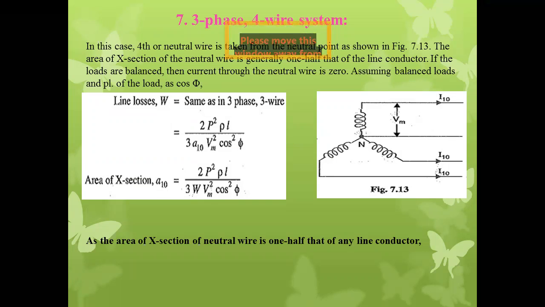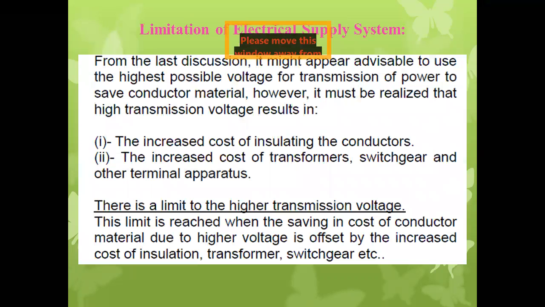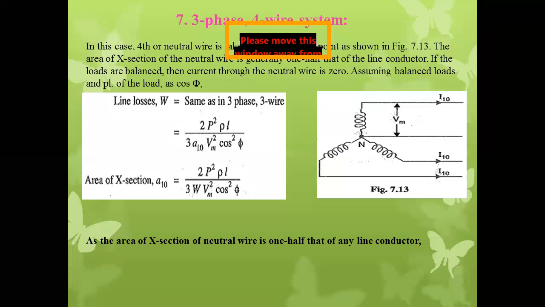Okay, so next, it is the last case of AC supply scheme, or the seventh type of three-phase AC supply scheme. So this is the three-phase four-wire system. In this case, the fourth or neutral wire is taken from the neutral point as shown in the figure. In the previous case, the junction point or common point of the three phases was grounded, but in this case, the junction point is taken as a neutral wire.